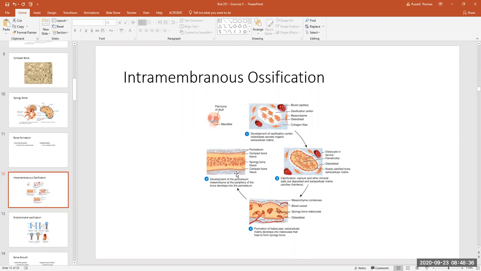intramembranous ossification. So we have the ossification center, we have calcification, you have the formation of spongy bone and trabecula, and then you have the formation of the periosteum. So this is how flat bones are made in the body.